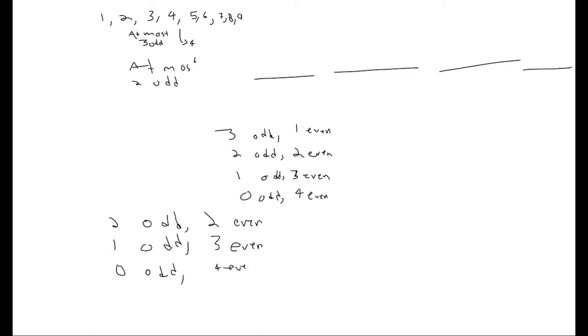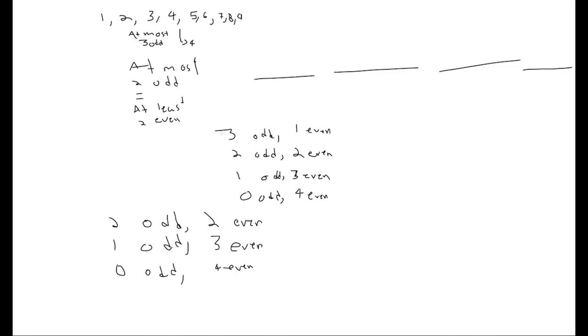Now, these are the exact same scenarios that we had from our last problem, with the at least a certain number of evens. And that's because saying at most 2 odd numbers results in the same restriction as saying at least two evens. So that can happen sometimes, not all the time, but it can happen, where at most and at least will result in the same restriction.